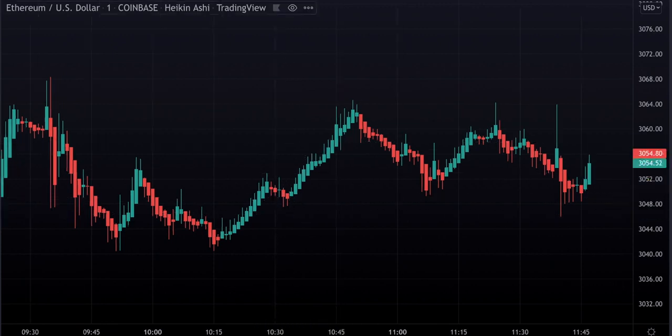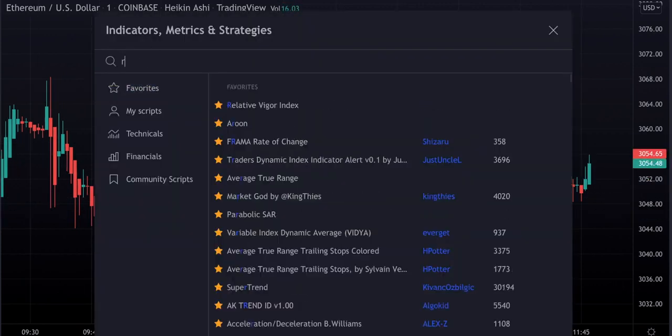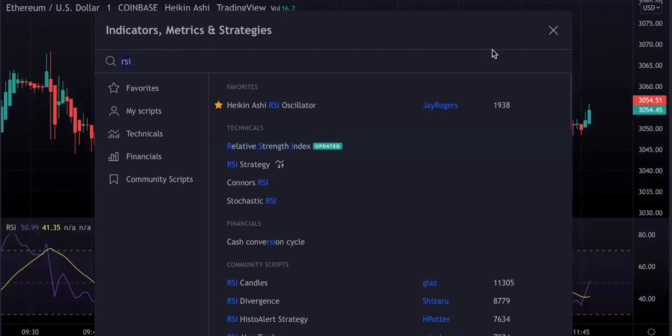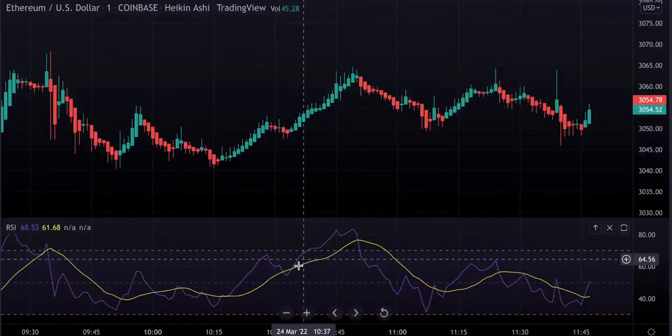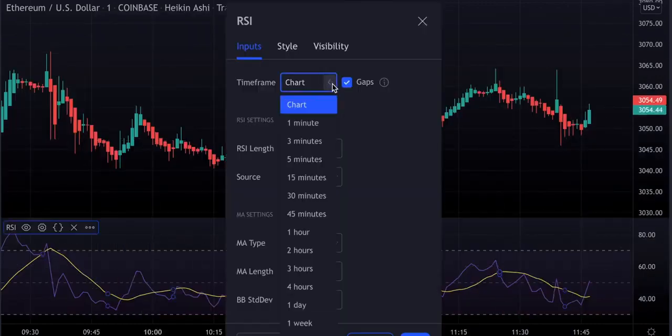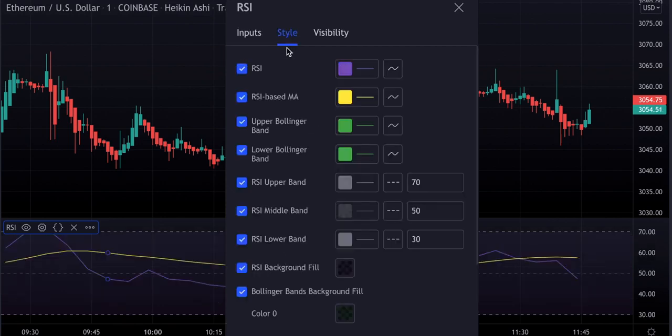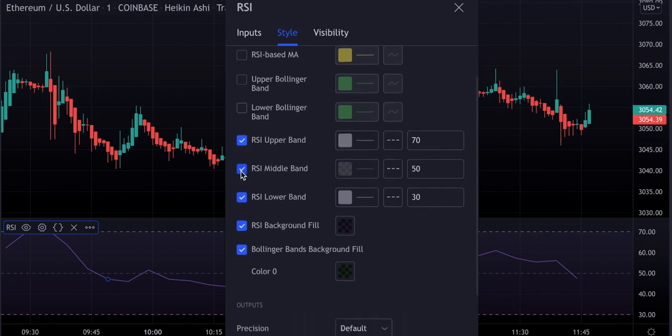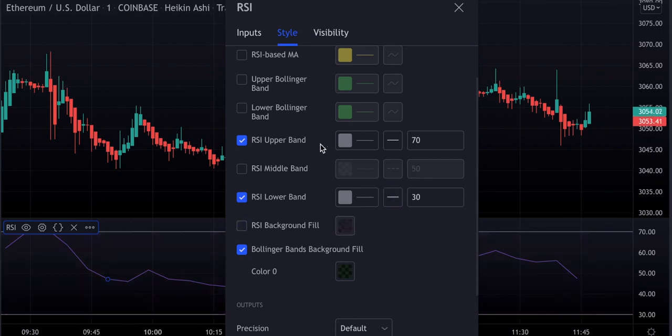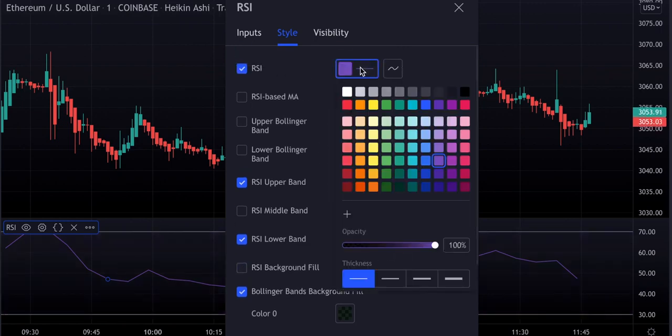For our first indicator, we're going to use an RSI, Relative Strength Index, and we're going to need to change the settings. So first of all, we're going to change the time frame to 5 minutes, and we're going to change the style. So we're going to get rid of this yellow line, upper band and lower band, this middle band. We're going to make this as a line, and we're going to remove the background. Also, we can make the line more visible.